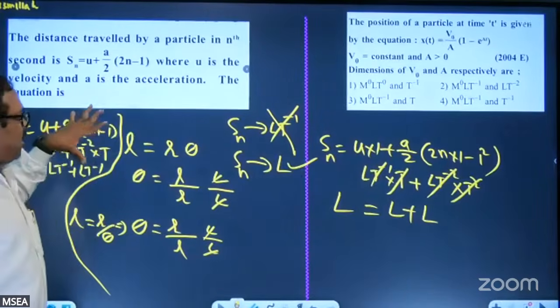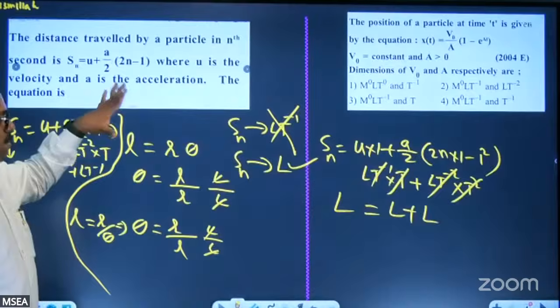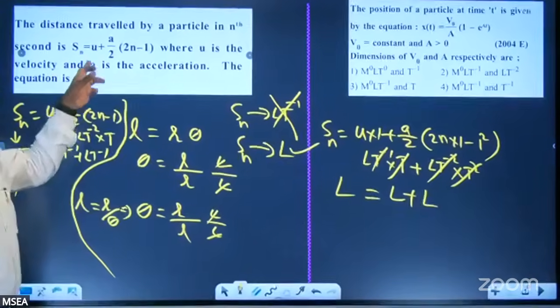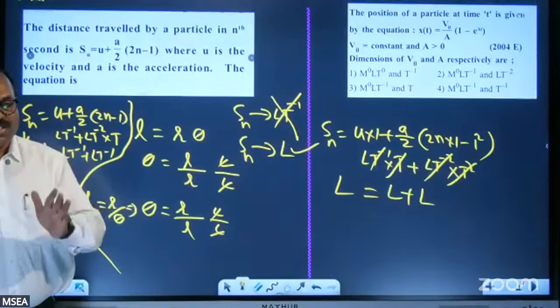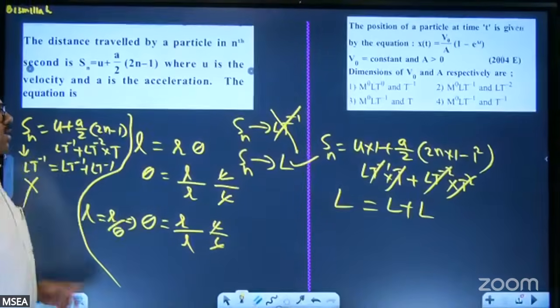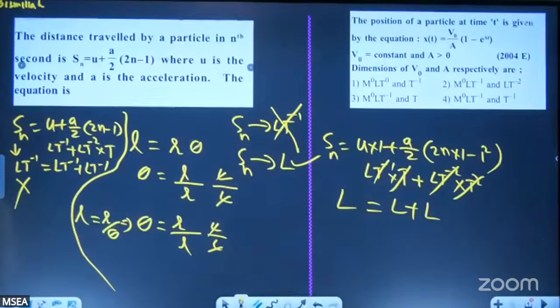Okay. So this is one important question. You must remember it. Right. Now, we can also say this is physically correct, and even dimensionally it is also correct. Okay. So, right. So, you take this one.